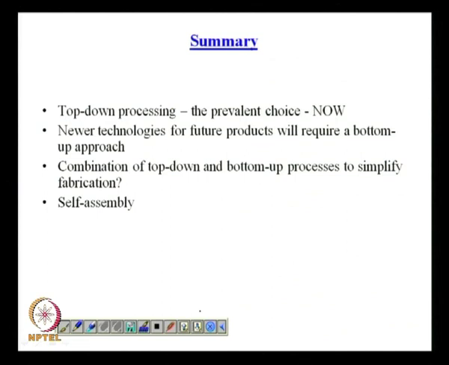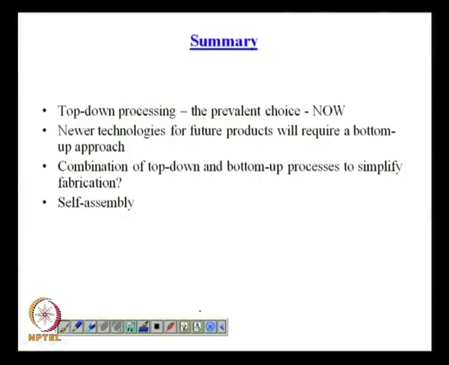People are trying at this moment to use a combination of the two, top down and bottom up process, to simplify the fabrication, and the methodology by which such bottom up approaches can be successful. The key word is self assembly. So, you let molecules form a group, form a structure, grow a structure, and how small you can become on a molecular level is going to decide the future of the bottom up process.